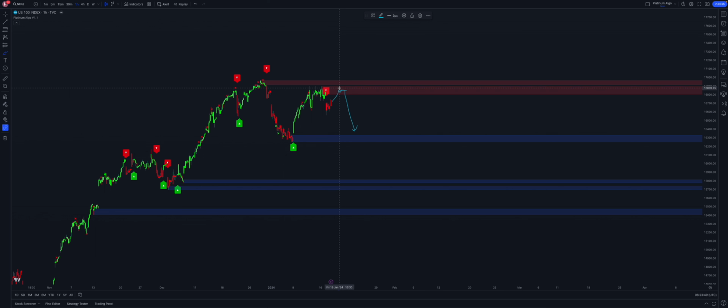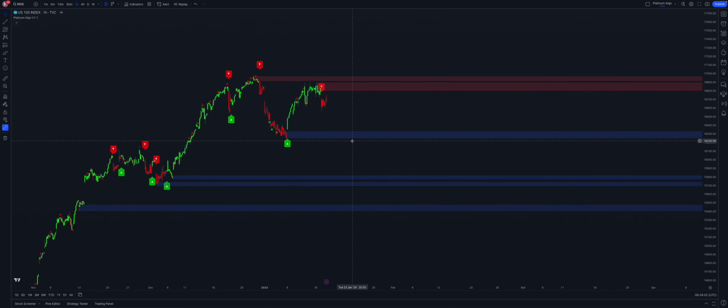Similarly, it might also not respect this current supply zone and might go up to this supply zone and then fall. So the order block indicator prints the unmitigated order blocks on the screen so you guys can save a lot of time when doing your analysis.